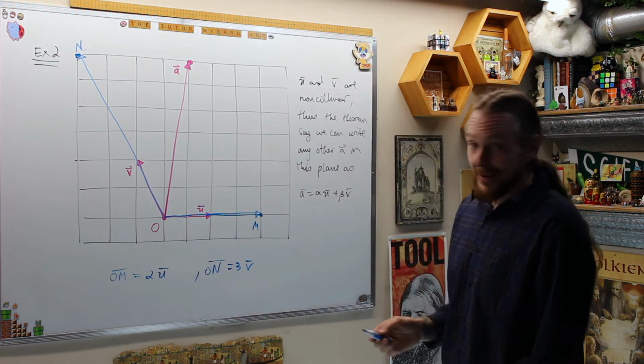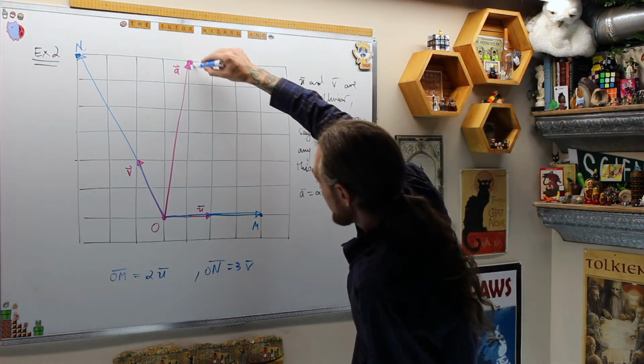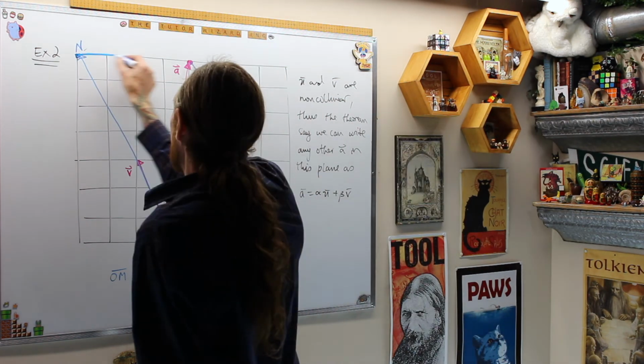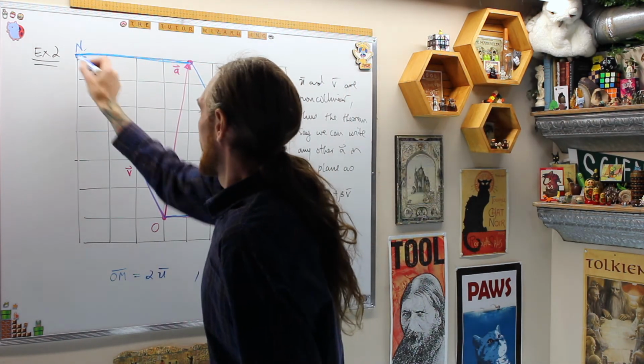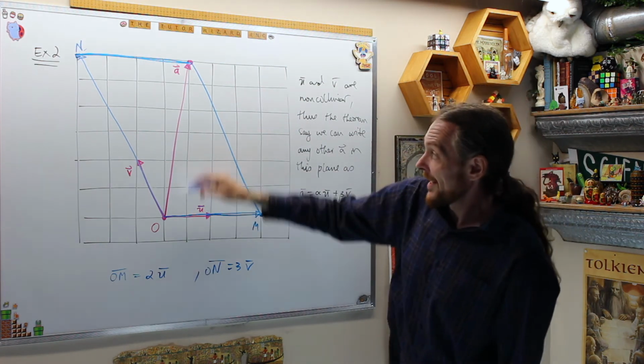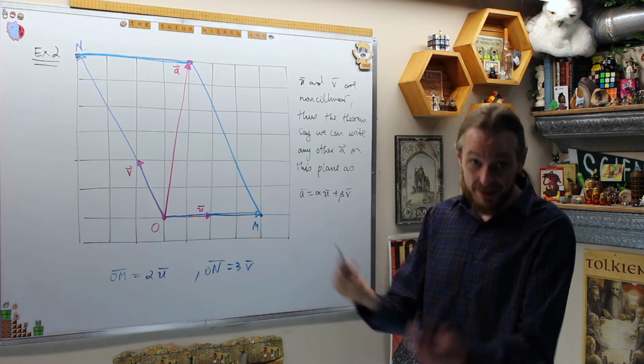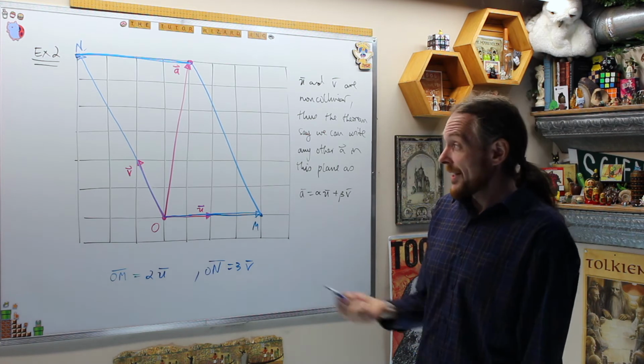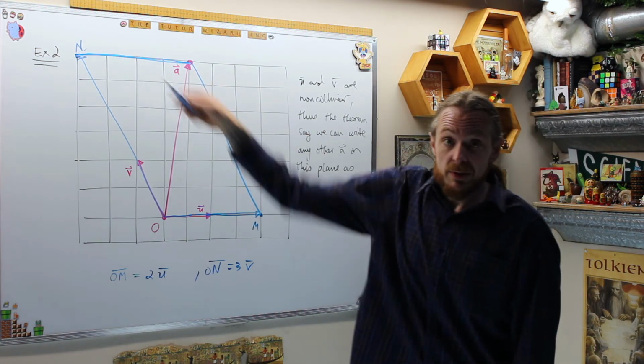So first of all, why have I done that? Because now I have a parallelogram which contains, as this is a diagonal, and then I can use the definition of addition to create A being a linear combination of U and V.